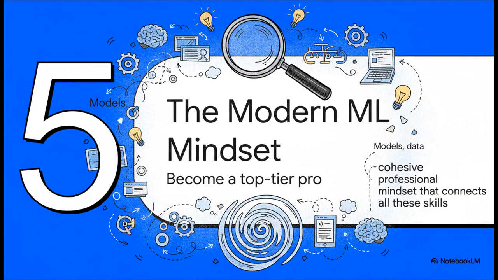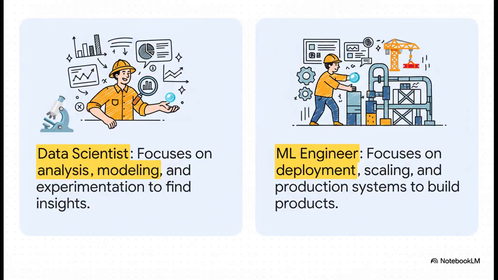All right, for our final section, let's zoom out. We've hit on models, data, engineering, testing. Now let's talk about the mindset that pulls all of these skills together and turns you into a top-tier professional. You hear these titles all the time, right? Data scientist, machine learning engineer. And yeah, there's a ton of overlap, but this really gets at the core difference in focus. The data scientist is often more about analysis, prototyping models, and discovery. The ML engineer is the one who takes that discovery and builds the robust, scalable production system around it.